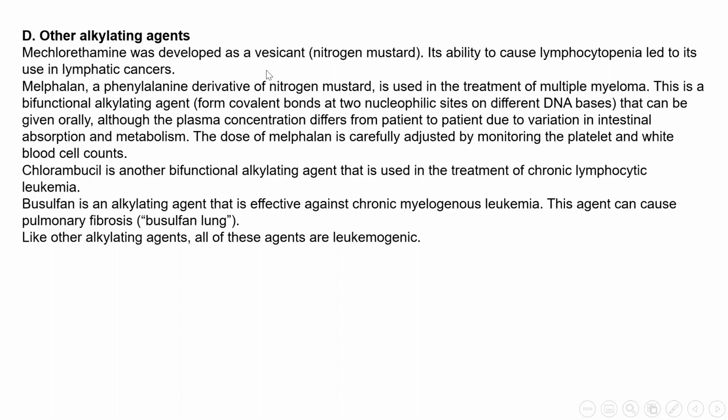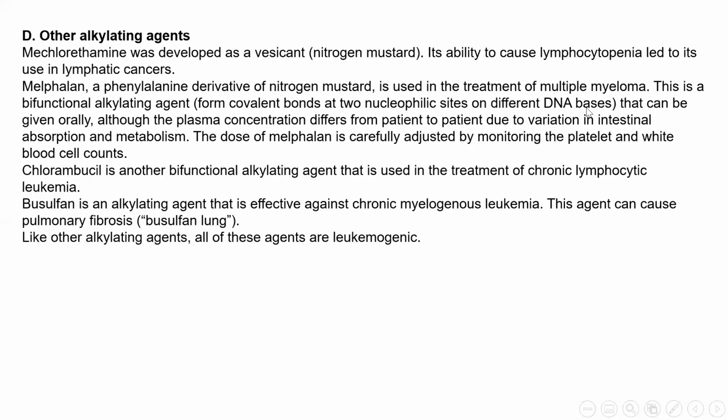Mechlorethamine is a derivative of nitrogen mustard, and this one is now used to treat lymphocytic cancers due to its ability to induce lymphocytopenia. And then we have melphalan, and melphalan is another derivative of nitrogen mustard and is used to treat multiple myeloma. This drug is a bifunctional alkylating agent, which means it has the ability to alkylate or make bonds with nucleophilic sites on different DNA bases.